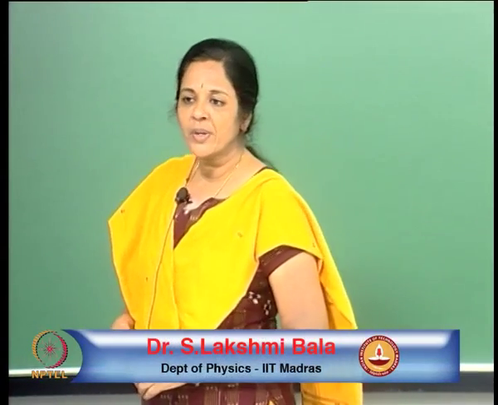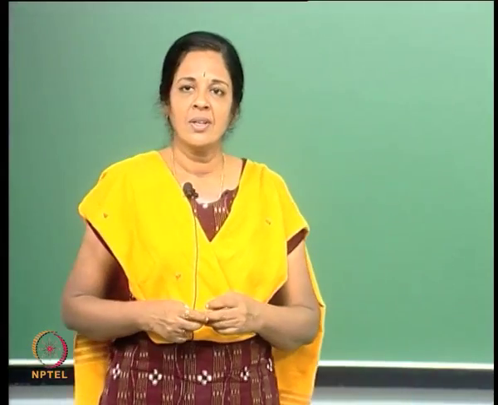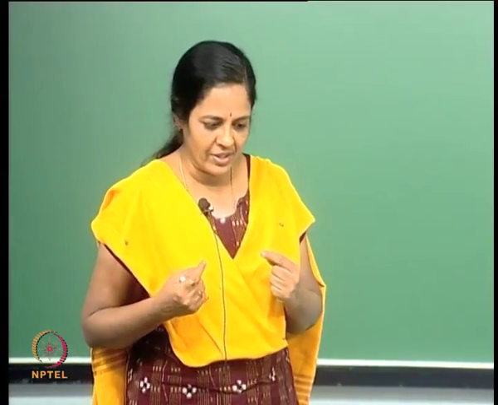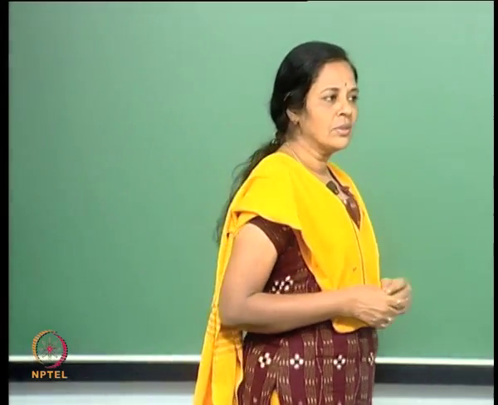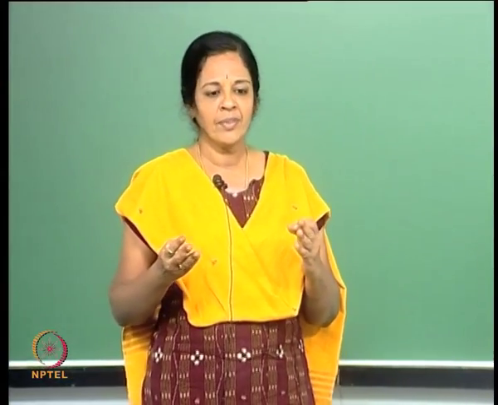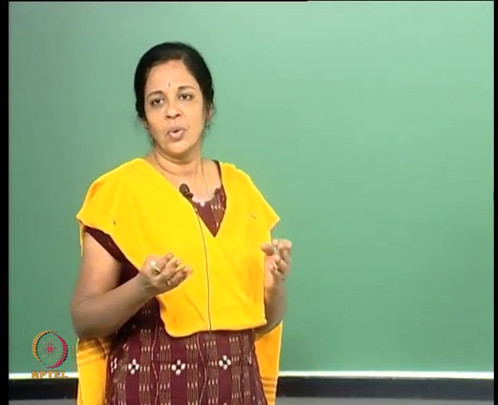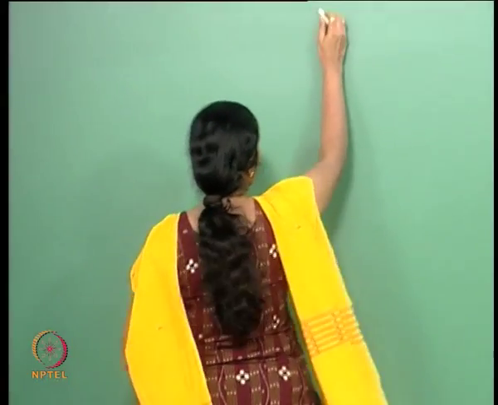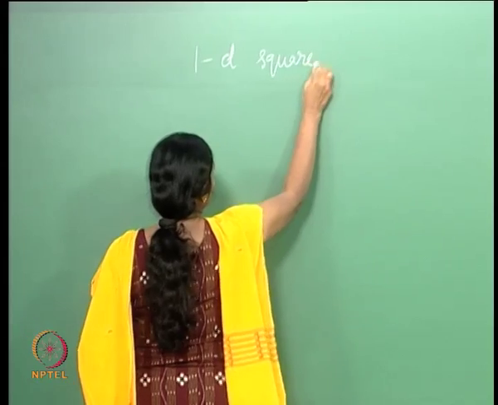Let me start with a quick recapitulation of what I said about solving for stationary states of the one-dimensional harmonic oscillator, just the salient features, before I move on to another topic today, which is a particle of mass m subject to a square well potential. That's also a one-dimensional problem. So really I'll be looking at the one-dimensional square well potential.